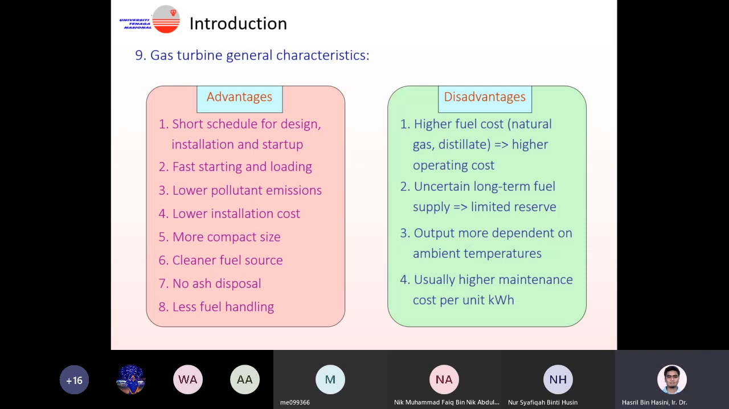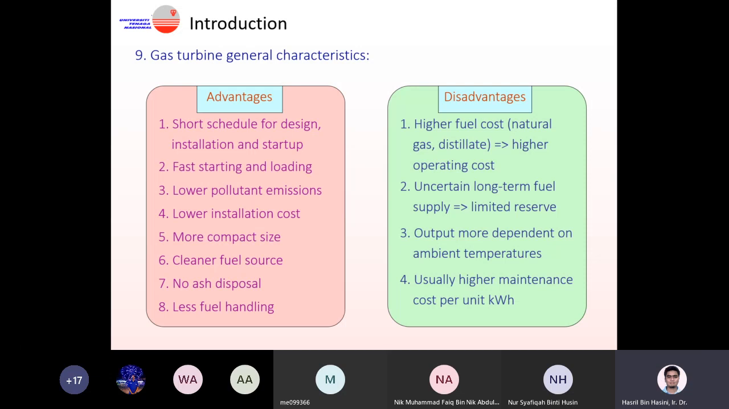Lower installation costs. This is relative to the installation of a steam turbine. The cost for the steam turbine is more as compared to the gas turbine. But I think the overall cost, if you want to buy the gas turbine for a power plant, is still expensive, in the range of millions. Okay, it is more compact in size, much smaller as compared to the steam turbine.